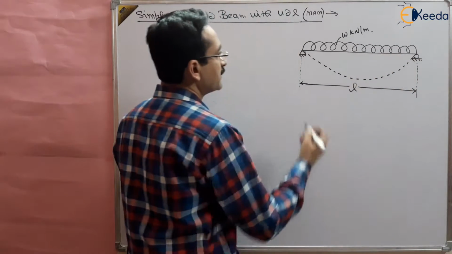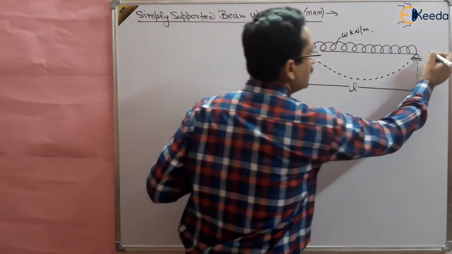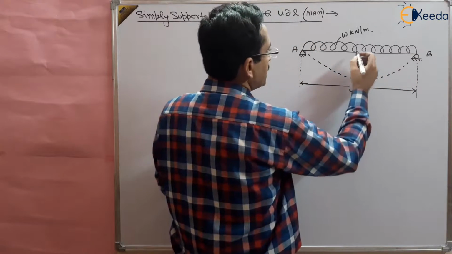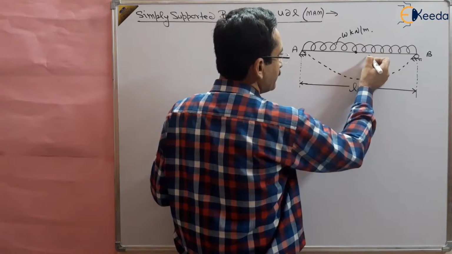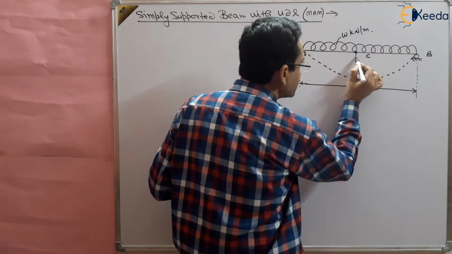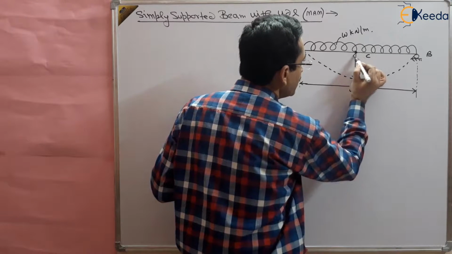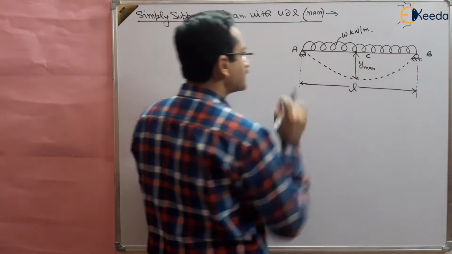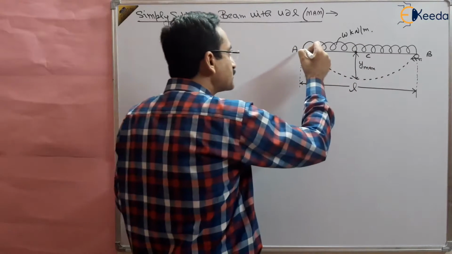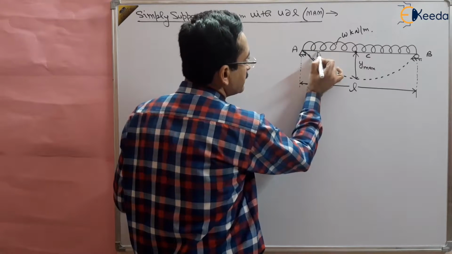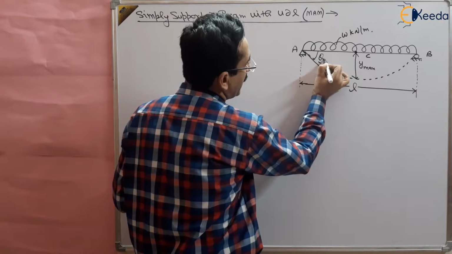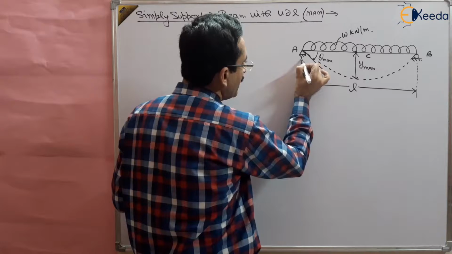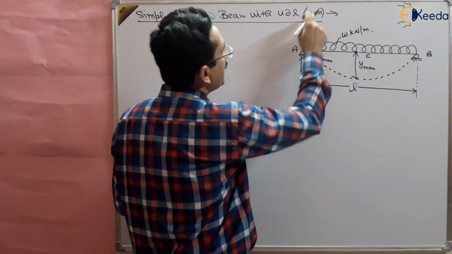This type of curve is there, and suppose this is point A, this is point B. The maximum deflection will be at point C at the center. This is the maximum deflection, right? We know already that for UDL the maximum deflection is at the center and the maximum slope is at this point. This is the maximum slope point, theta max, and we want to use the moment area method.